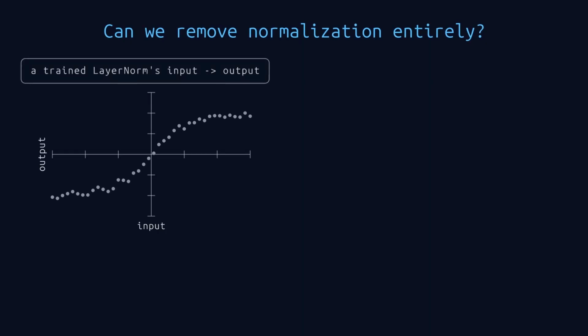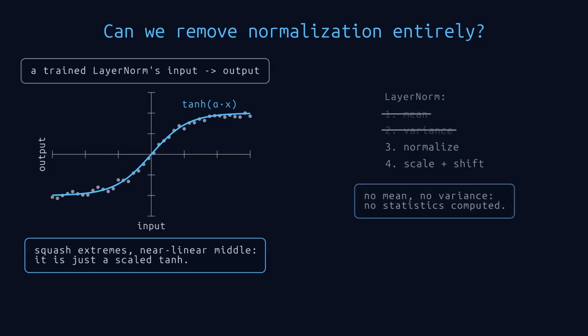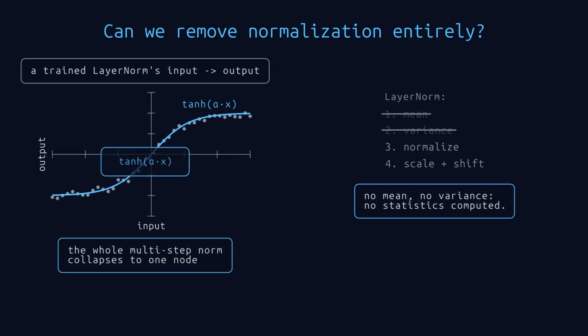We've dropped the mean, moved the gate, and targeted the worst signal. Here's the most radical subtraction of all. What if we drop the statistics entirely? Take a trained LayerNorm and plot what it actually does, input on one axis, output on the other. The shape that comes out is an S-curve. It squashes the extreme values and stays nearly linear in the middle. So the question becomes, if the learned behavior is just a smooth squashing curve, do we need the mean and variance machinery to produce it?